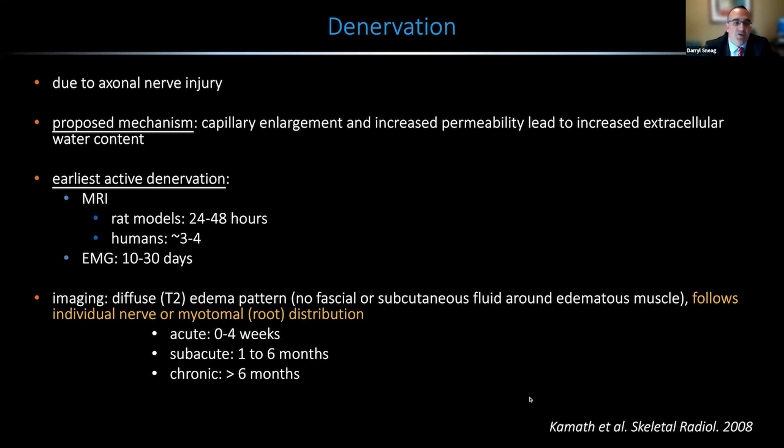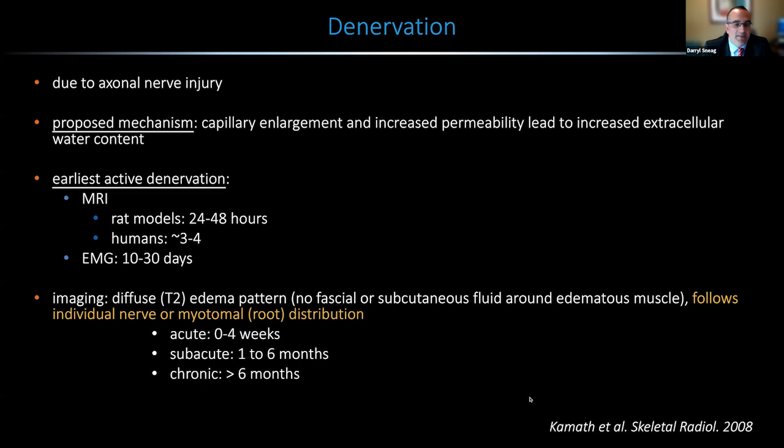So denervation is thought to be due to axonal nerve injury, to differentiate it from just a demyelinating type injury. And the proposed mechanism of why we see that increased T2 signal intensity is thought to be due to capillary enlargement and increased permeability, as well as increased perfusion to the muscle that leads to increased extracellular water content. The earliest time one can see active denervation on MRI, at least according to the literature and rat models, is about 24 to 48 hours.